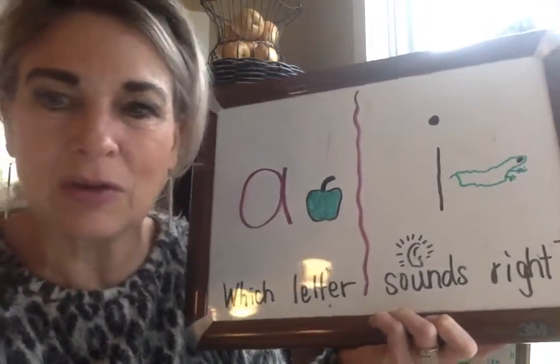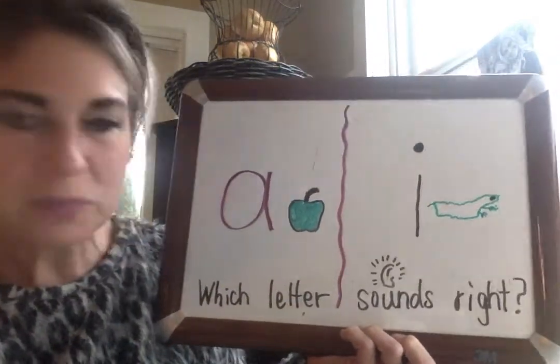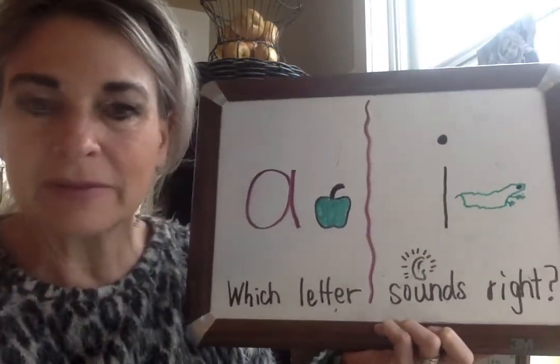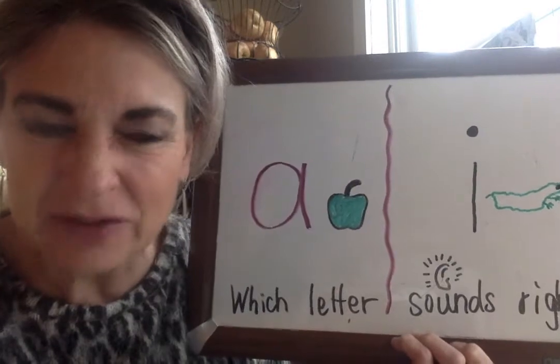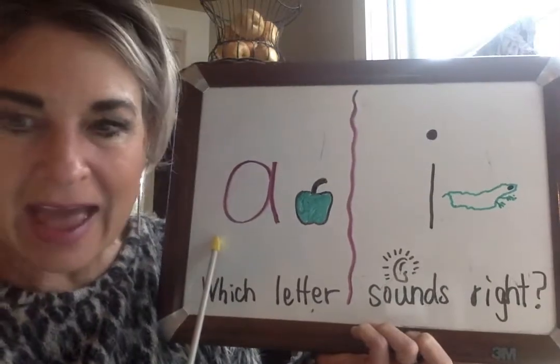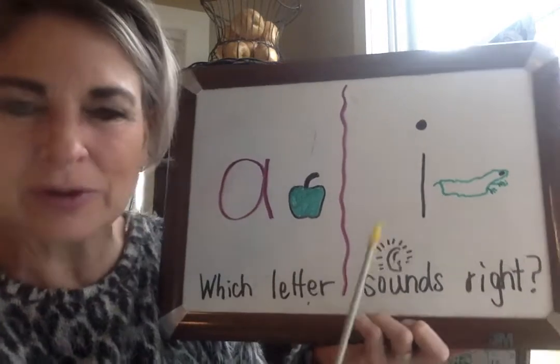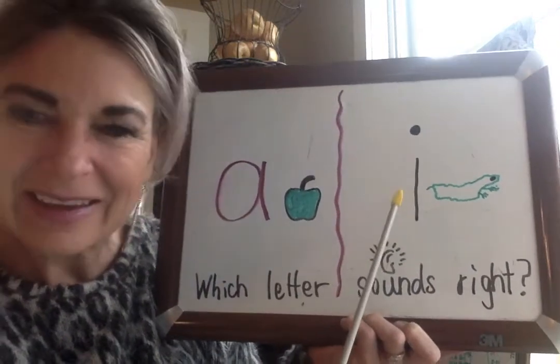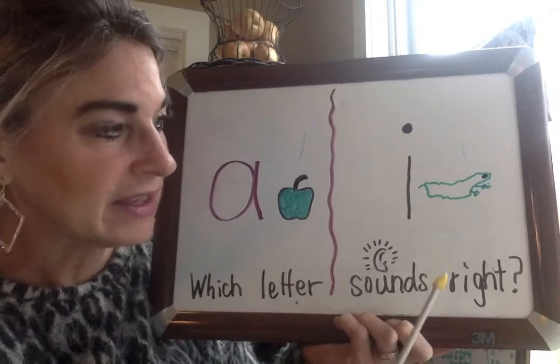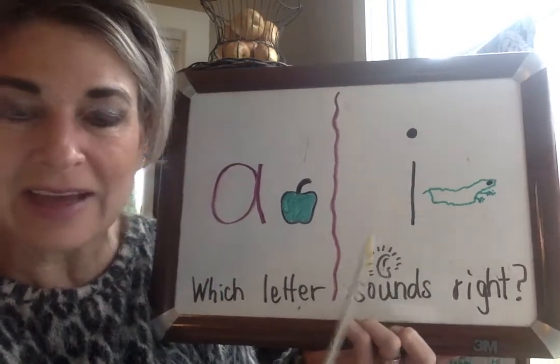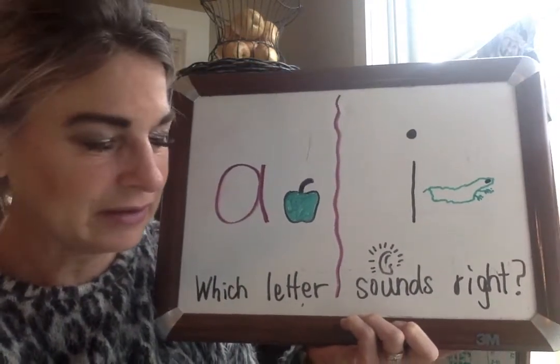Let's try the next one. This is a little green creature like a worm. It's an inchworm. Say it with me. Inchworm. Is it A inchworm or is it I inchworm? It's I inchworm. It has the I sound, the I sound.